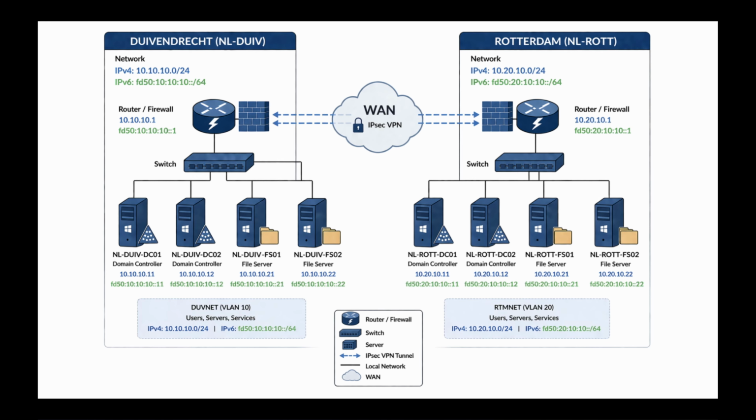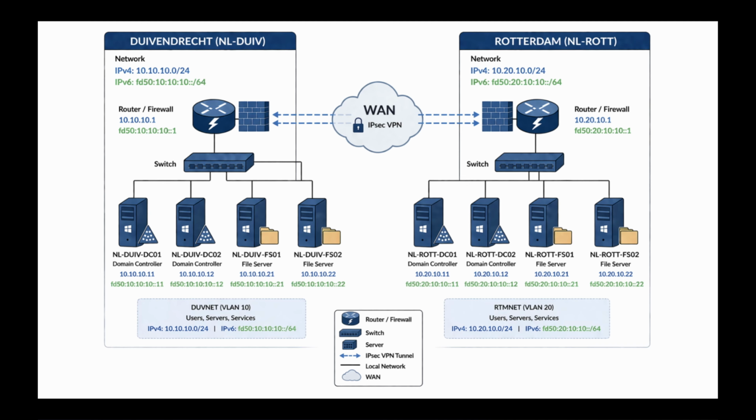Let's start with the server names. The names are built in a way that tells you exactly what the server is and where it belongs. Take NL-DUYV-DC01. NL means Netherlands, DUYV means Duivendrecht, DC means domain controller, and 01 means it is the first one. So just by reading the name, you already know what you're looking at. The same applies to NL-DUYV-FS01. FS means file server.